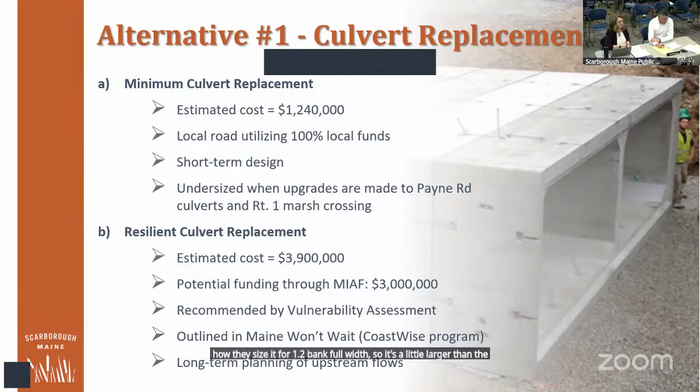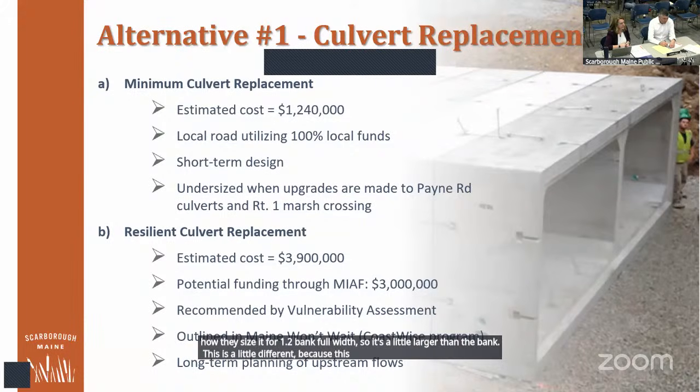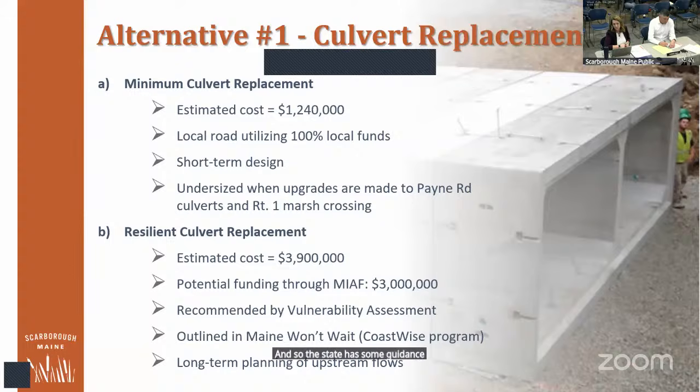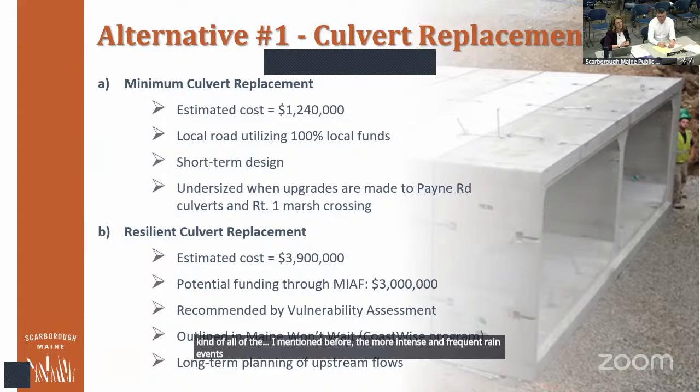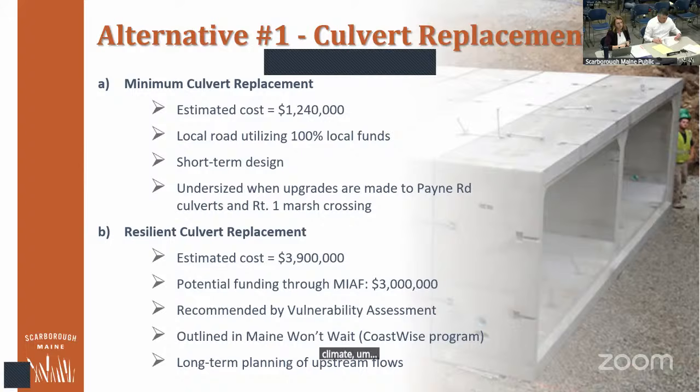This is a little different because this is specifically for tidal crossings. The state has some guidance around what you do with a tidal crossing, based on all of, as I mentioned before, the more intense and frequent rain events, our climate, and storm surge. It all factors into that, and then looking at this as long-term planning around that upstream flow coming down.